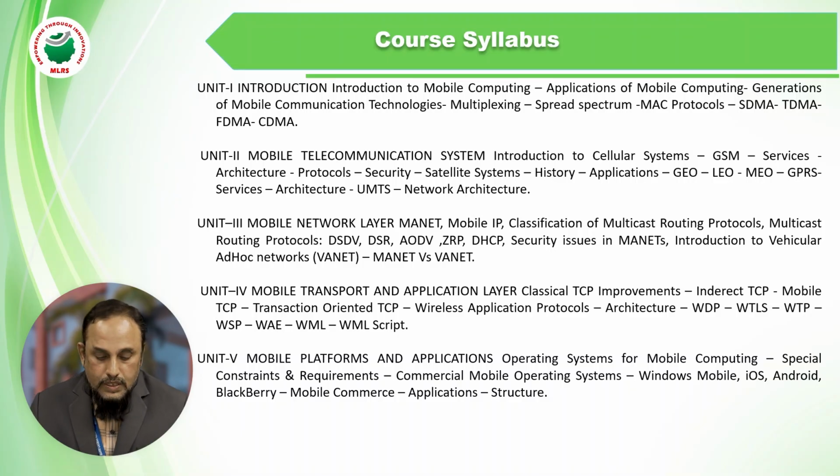Unit 3 deals with the mobile network layer. Generally in the layered model, the bottom one is the physical layer, then the data link layer, then the network layer, then the transportation layer, and finally the application layer. There are different layers like this. Generally in our mobile communication we use the TCP model, which we deal with in the fourth unit.